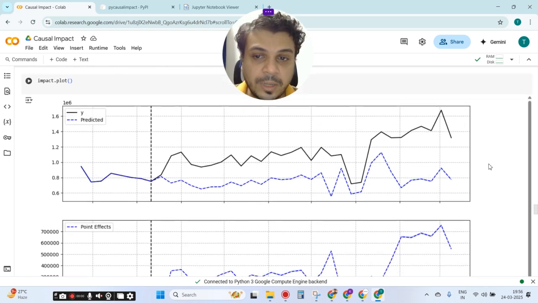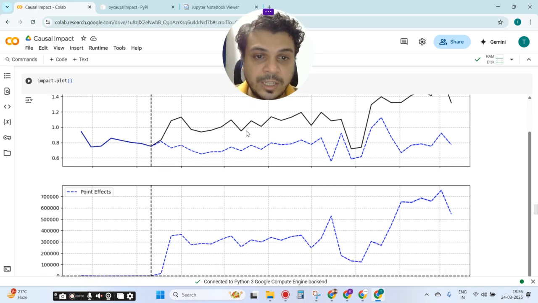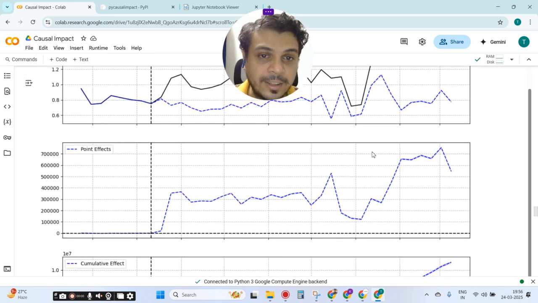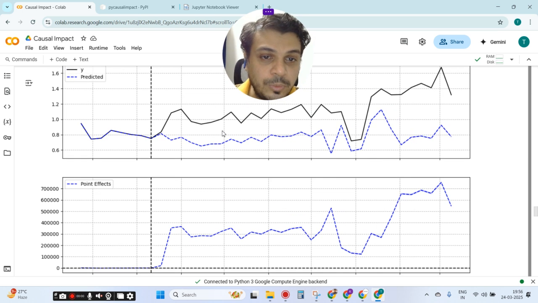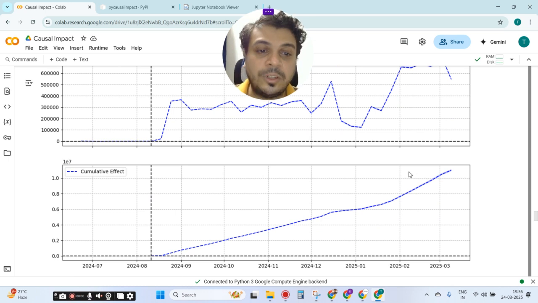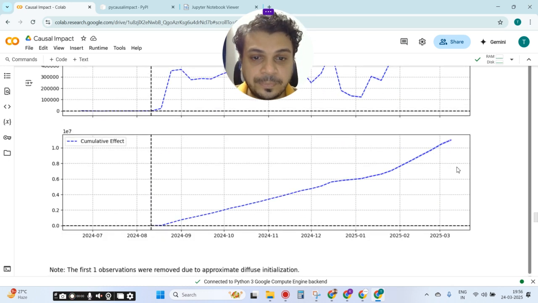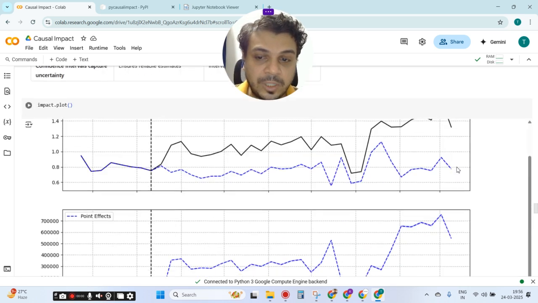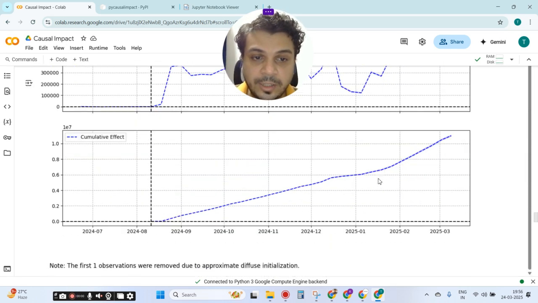And this is the plotting, by the way. So it's very nice. This is the actual versus predicted, and this is the difference. So you'll see that this lies somewhere between these two. That's the reason why it's in between these two, because it's the difference of these two. And then it's the cumulative effect. Again, very nicely presented. This gives you the counterfactual and the causal impact.